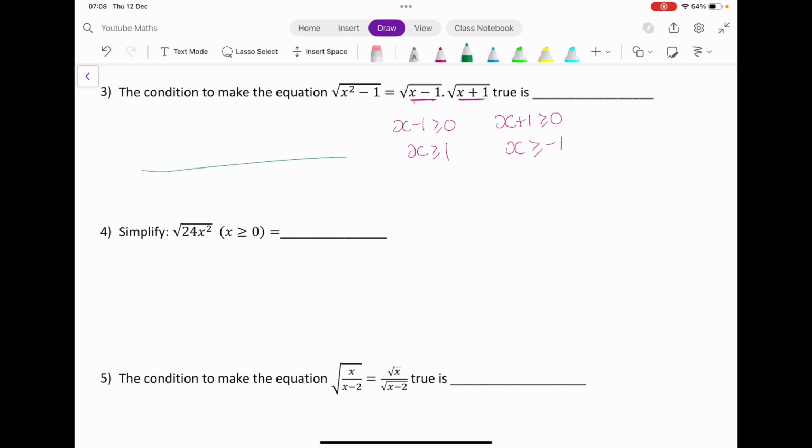Now if you think about that on a number line, so we've got minus 2, minus 1, 0, 1, 2, 3, 4. This one is here, and this one is here. Now the only bit that includes them both is this part here, which means our condition, in order for it to be correct, is going to have to be x is greater than or equal to 1, because if it's here, then this condition isn't met. So it's important that they are both met.